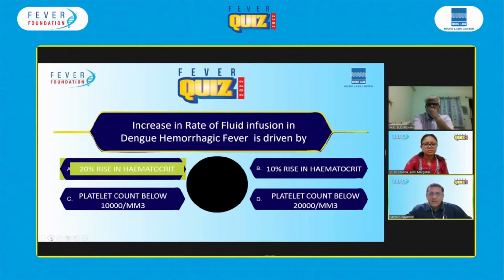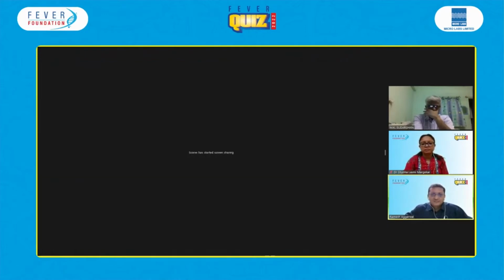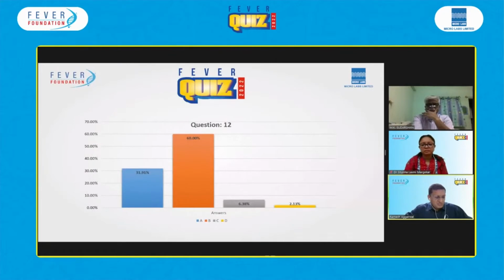So computer ji, can we have the breakup of who all were able to answer this question? So 60% of the students were not able to answer this question correctly. Again, I said that this was a little tricky question. Of course, the platelet option is almost ruled out, as we can see from the results. Around 7 to 8% of the students are still confused between hematocrit and platelet. Probably this question will clear their doubts. Only 31% of the students could answer this question correctly. So many congratulations to all those who could answer this.